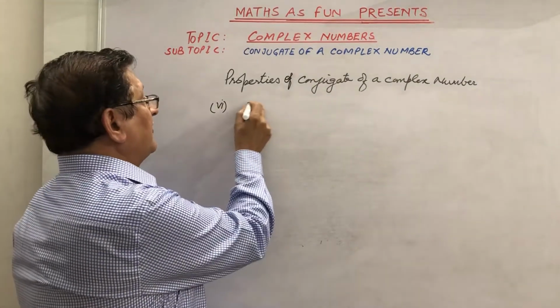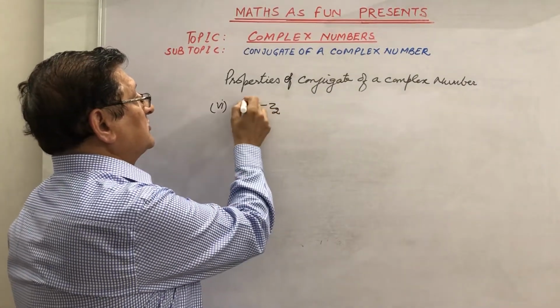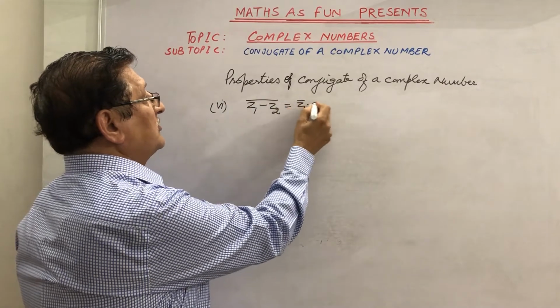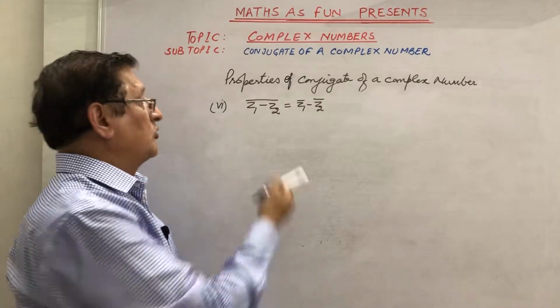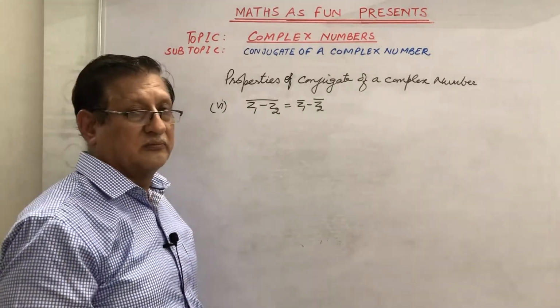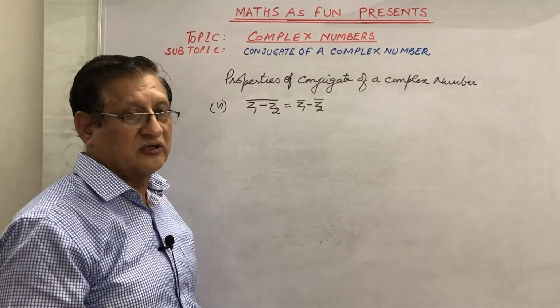The sixth property we have is z1 minus z2 whole bar is equal to z1 bar minus z2 bar. It means the conjugate of the difference of two complex numbers is equal to the difference of their conjugates.